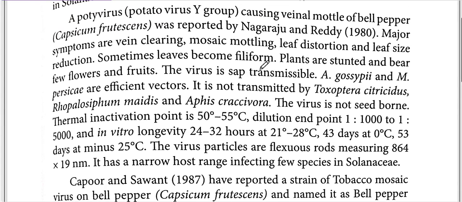A potyvirus, potato virus Y group, causing vein mottle of bell pepper, Capsicum frutescens, was reported by Nagarjuna and Reddy, 1980. Major symptoms are vein clearing, mosaic mottling, leaf deformation, and leaf size reduction. Sometimes leaves become filiform. Plants are stunted and bear few flowers and fruits. The virus is sap transmissible. A. gossypii and M. persicae are efficient vectors.